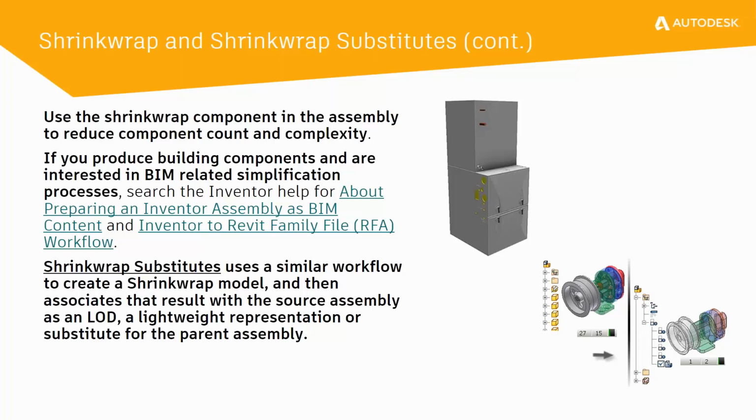If you're looking for further information about that, do a search inside of Inventor Help for preparing an Inventor assembly as BIM content or Inventor to Revit family file RFA workflow. And you'll get a step-by-step process of how you can go about doing that. Now, Shrinkwrap Substitutes uses a similar workflow to create a Shrinkwrap model, but then it associates that result with the source assembly as an LOD, a light representation or substitute for the parent assembly. So there's the differentiation between the two.